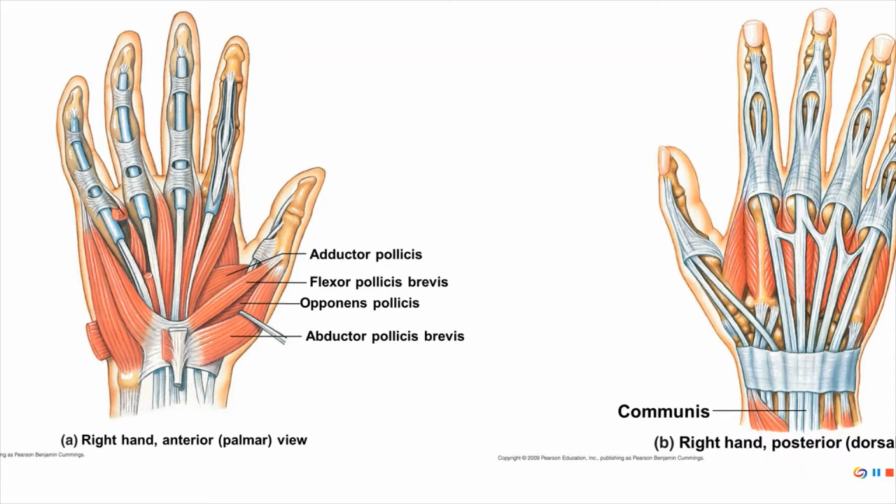Opponens pollicis does opposition. That means it can take the thumb and move it across the palm or towards the fingertips. And the abductor pollicis brevis abducts the thumb, moves the thumb up like when you're hitching a ride, putting your thumbs up. The flexor pollicis brevis, as it flexes, like I said, pushes down like if you're going to mash down a button.